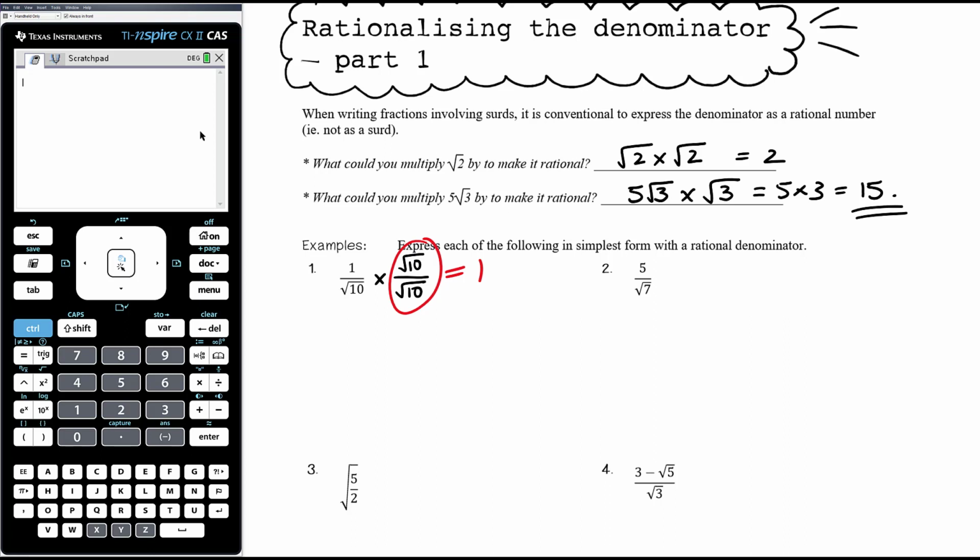You are always multiplying by 1. In this case, we're going to write that 1 as root 10 on root 10 because that enables us to get rid of the surds, okay? But you're not multiplying by root 10, okay?